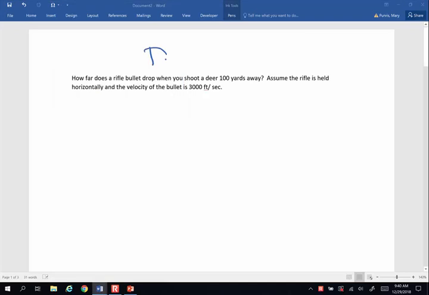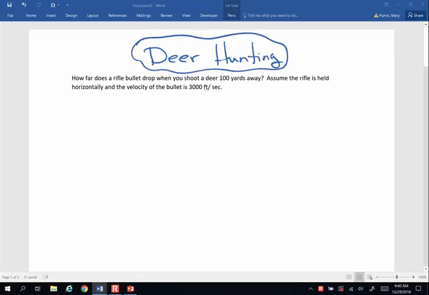This time, folks, we are going to do a projectile problem, and this one involves deer hunting. I happen to live in the wilds of western Wisconsin, and people actually deer hunt where I live. So here we go. How far does a rifle bullet drop when you shoot a deer 100 yards away, assuming that the rifle is held horizontally and the muzzle velocity of the bullet is 3,000 feet per second?